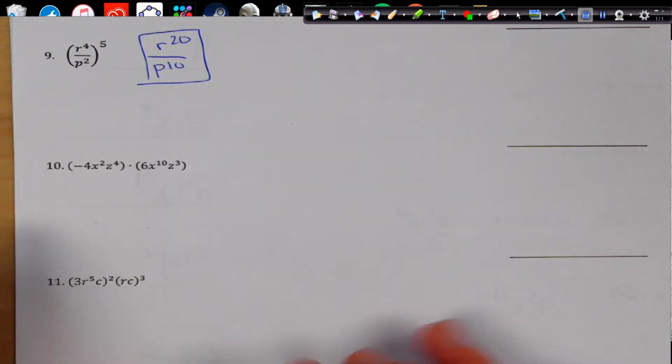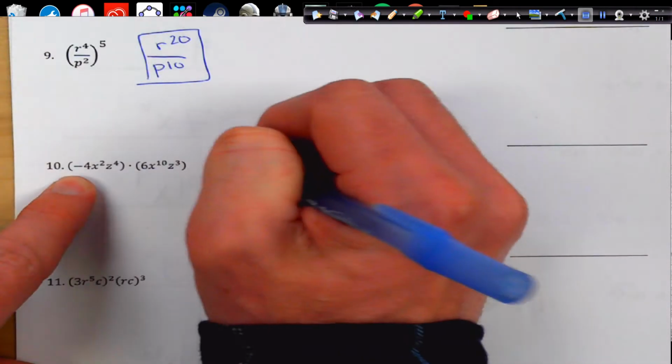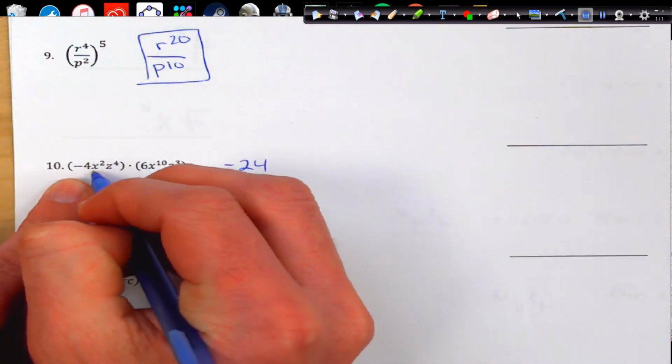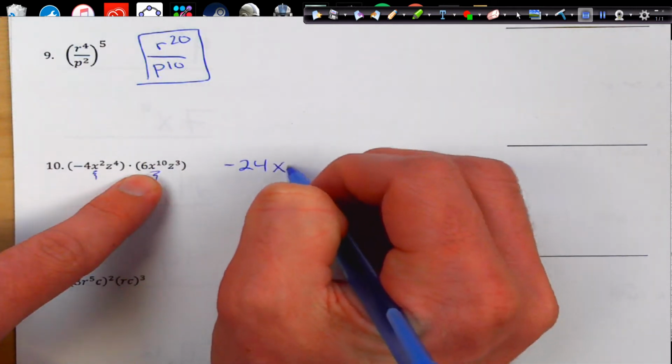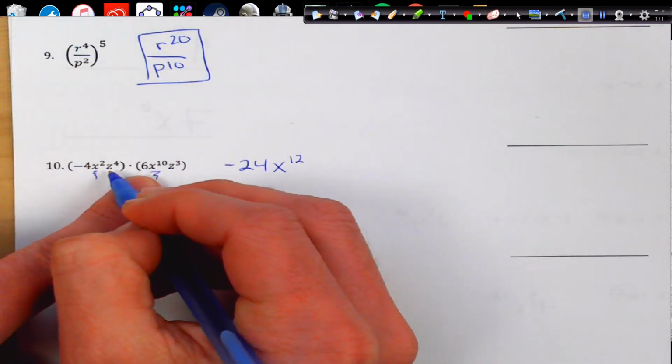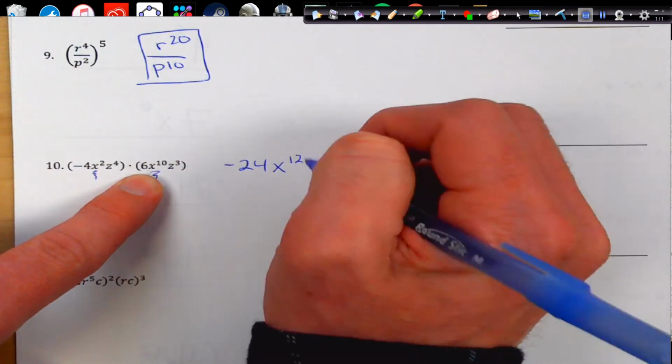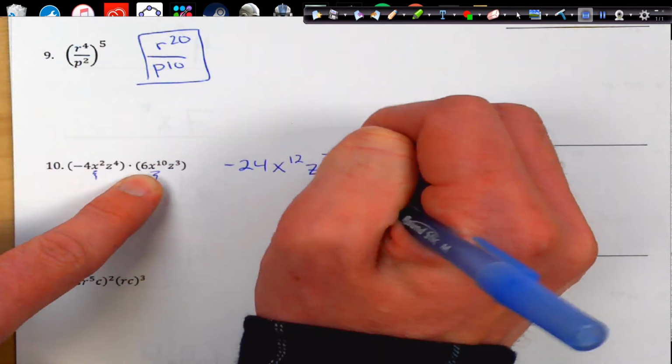Here we're multiplying. Negative 4 and 6 will give me negative 24. Then we're going to match up the x's. They're multiplying, so we add the exponents. And then z to the 4th, z to the 3rd will give me z to the 7th.